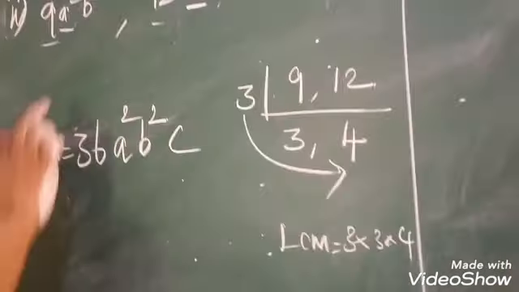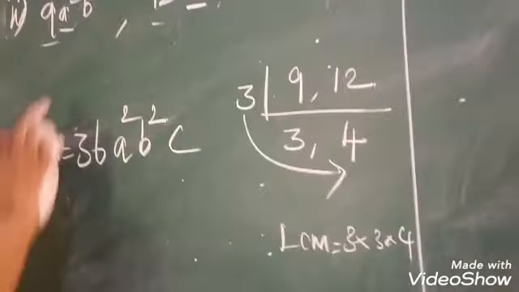Understood this sum? Here 9 and 12 you have to find out the LCM. Then a squared, common degree in both, here also common degree. The highest degree you want to write, but both should be common. So we wrote it as it is. Here c is there, here c is not there. So you have to write like this. Okay. Then see the next one.